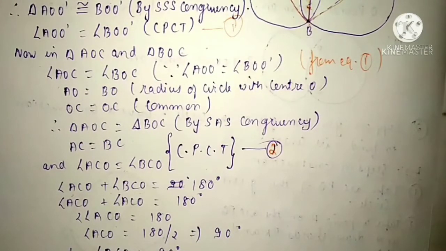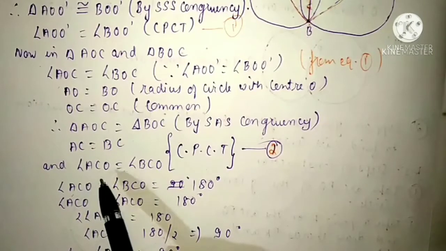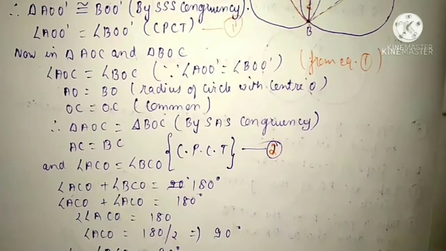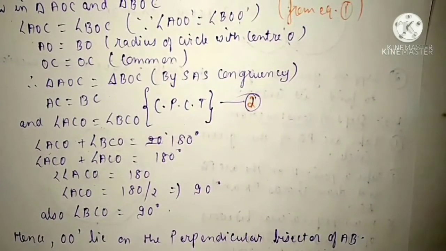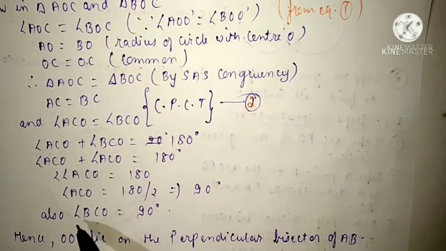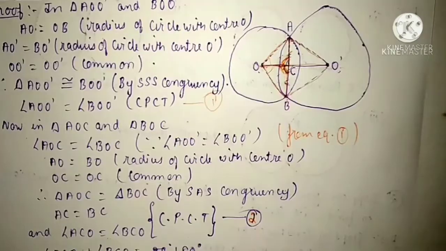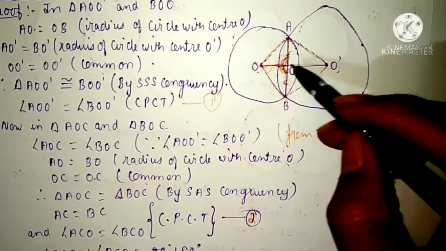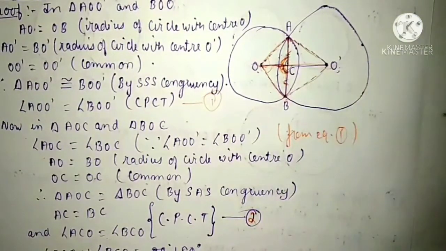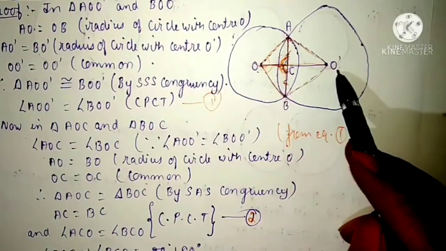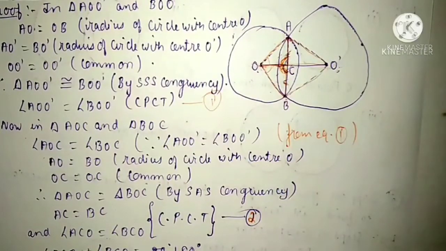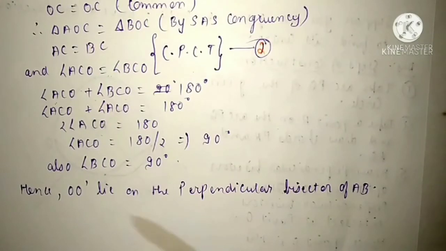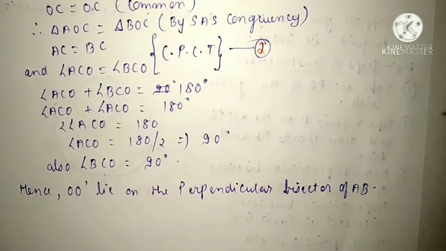Now angle ACO is equals to angle BCO, so angle BCO will also be equal to 90 degree. Okay, since both are equal, so we have written angle BCO is also equal to 90 degree. Now we have proved these two parts equal and these two angles as 90 degree. That means OO dash is the perpendicular bisector of AB. So at last we can write, hence OO dash lie on the perpendicular bisector of AB.